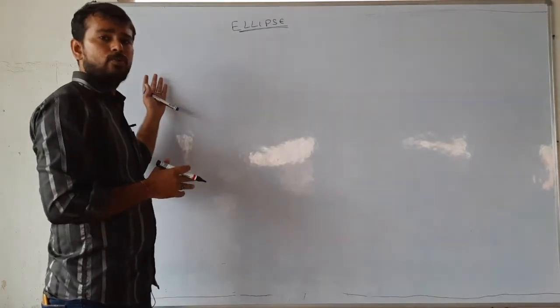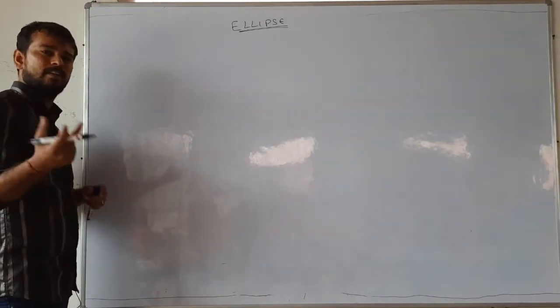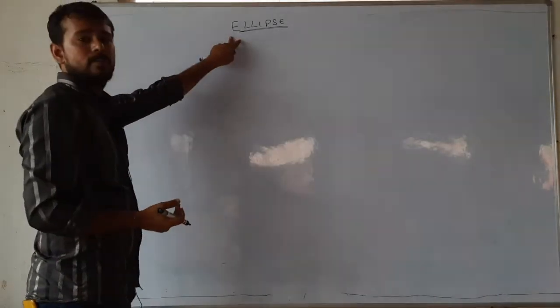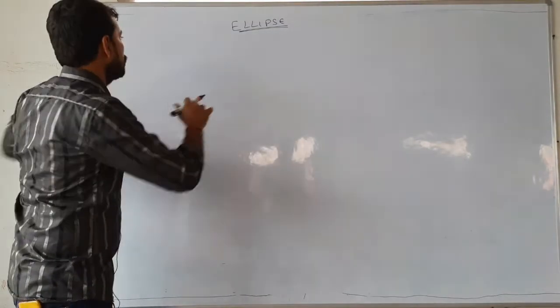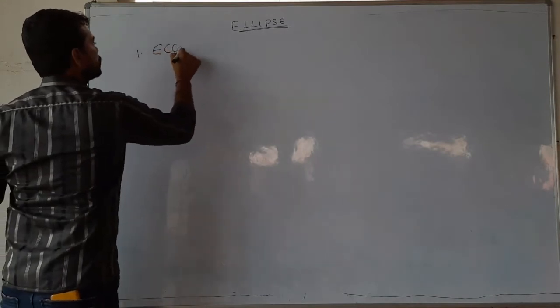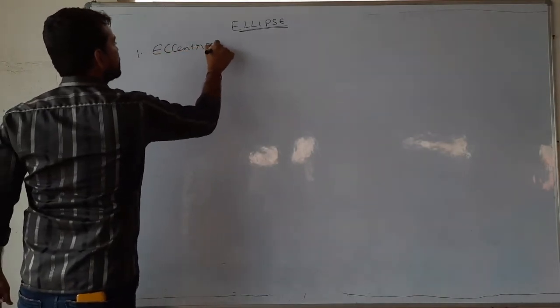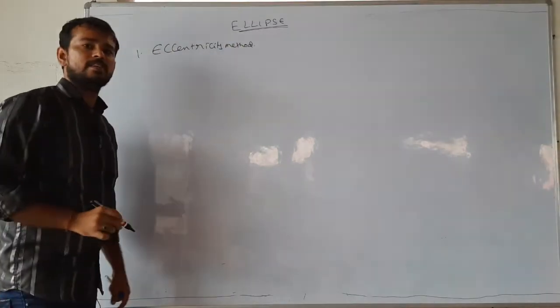We are not going to draw any circle. Why? Because you know how to draw the circle, but for the ellipse we need to know about ellipse. Okay, so what are the different methods? First one, you have all come across this. First one is the eccentricity method.